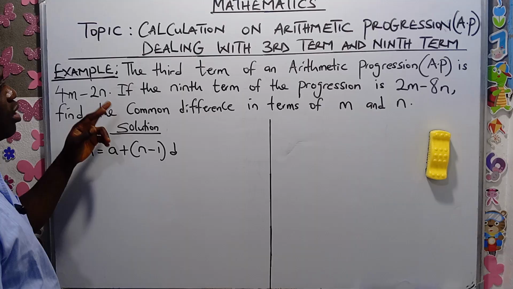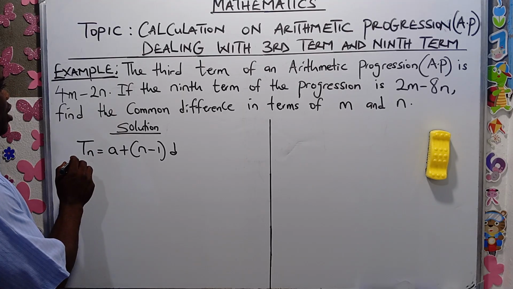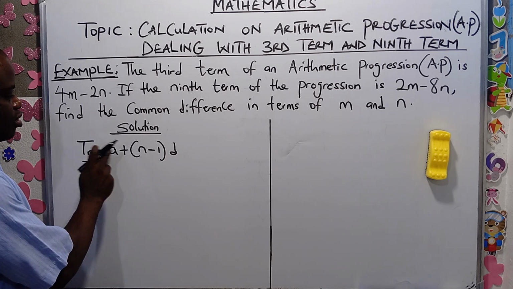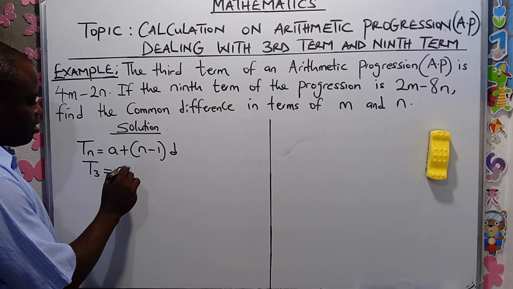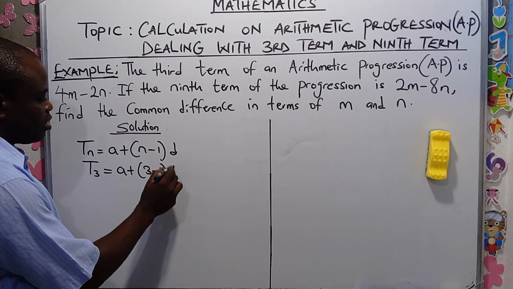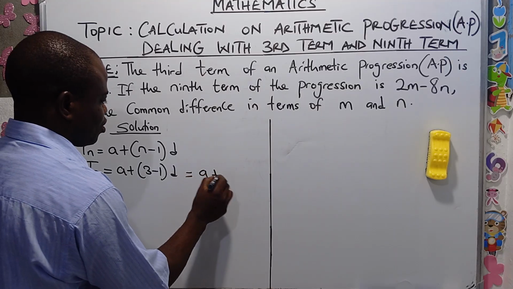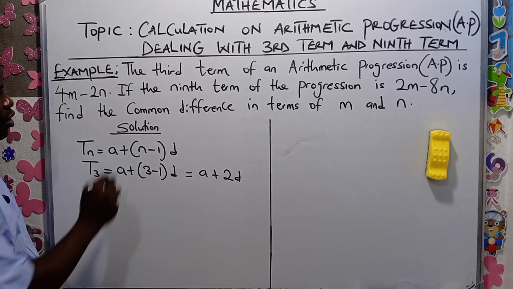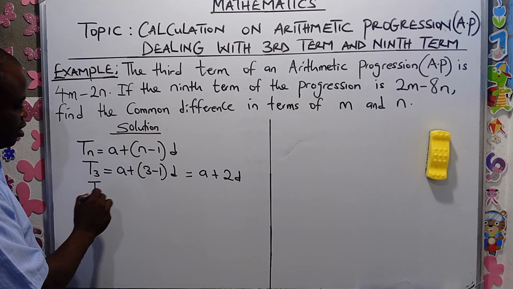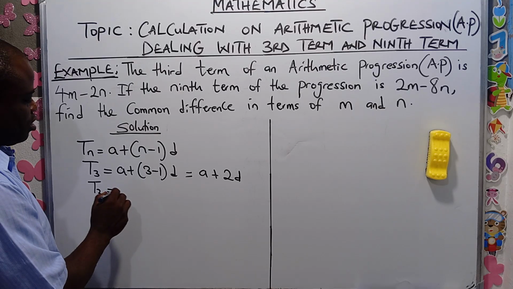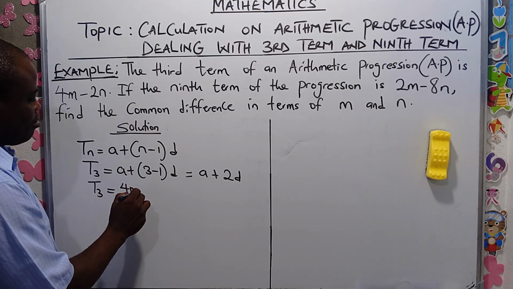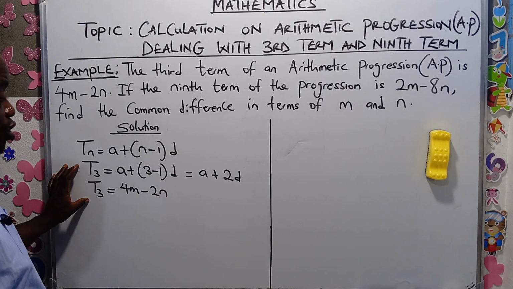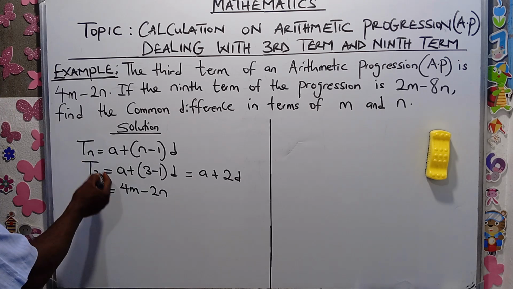And the question says the third term of an arithmetic progression is 4m minus 2n. That's T3 first. Let's substitute into the general equation. T3 equals a plus 3 minus 1 close the bracket d, which is a plus 2d. Let's now interpret the equation. Third term also, T3 equals 4m minus 2n. And let's equate the two expressions, but they're both third term.